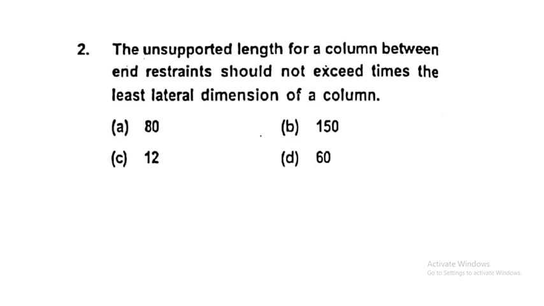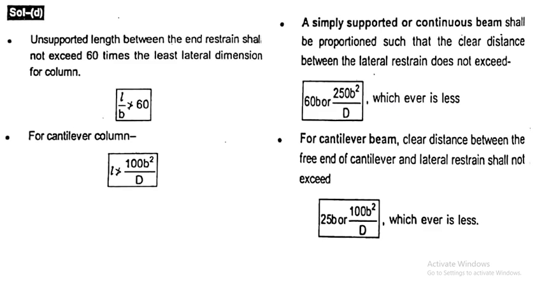Next, question number 2. Unsupported length for a column between the end restraints should not exceed how many times the least lateral dimension of the column? The unsupported length between the end restraints shall not exceed 60 times the least lateral dimension. That is, L by B should not be more than 60. For cantilever beam, it is L is 100 B square by D.